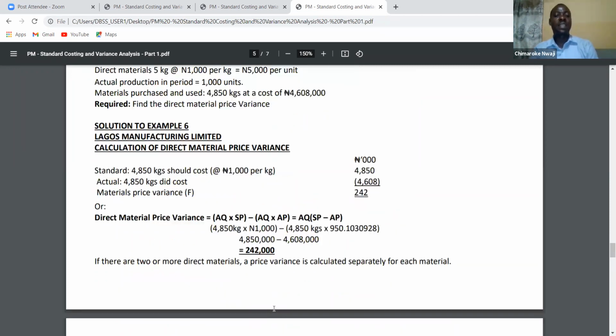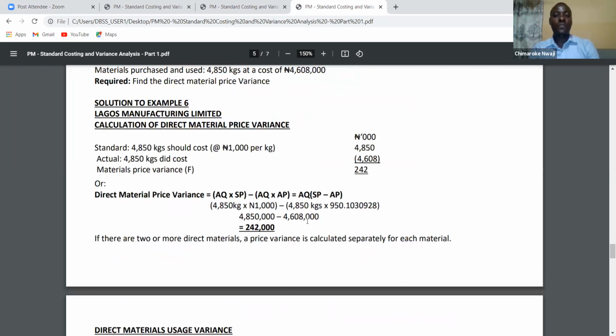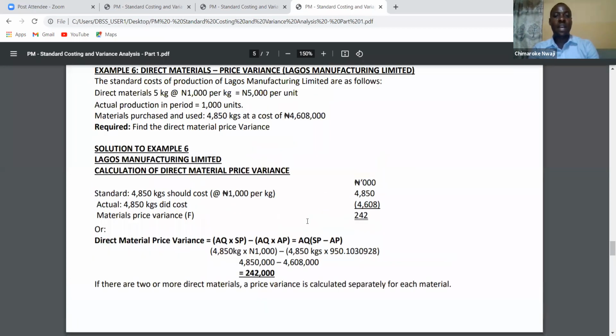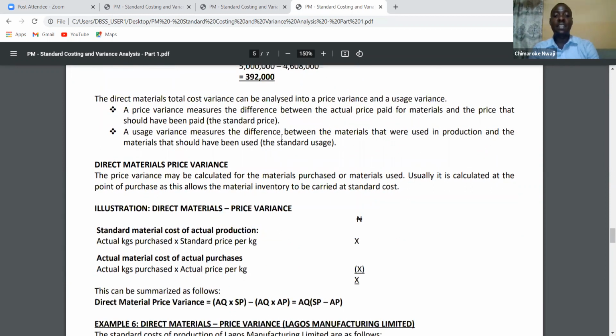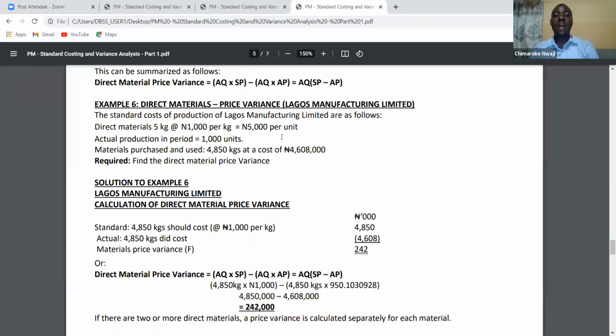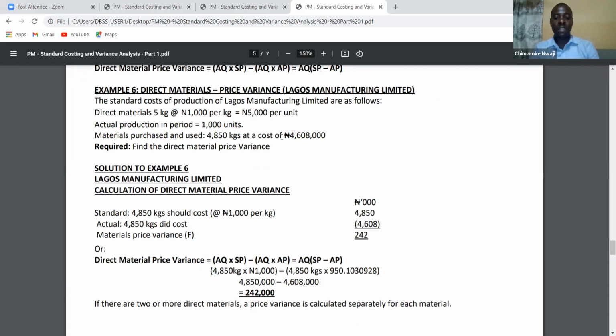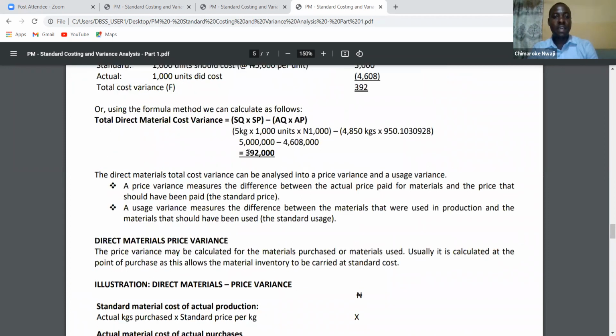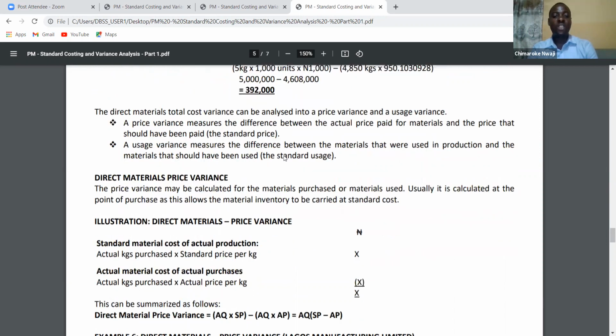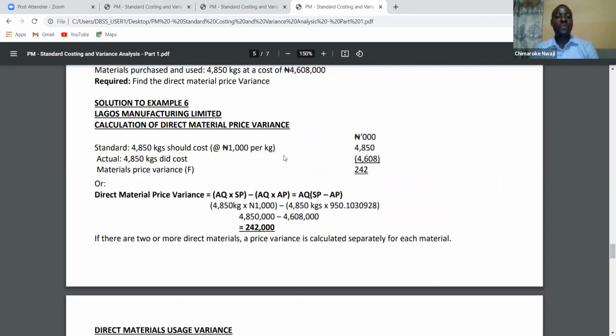Now we've seen that out of the 392,000 total material variance, we have identified that 242,000 of it is from direct material price. So we see here is a favorable variance. We have identified where the first one came from. It is because of the price variance. So the price was cheaper than we budgeted.